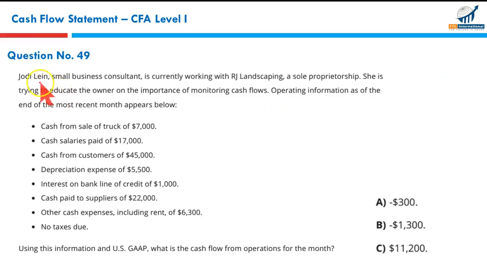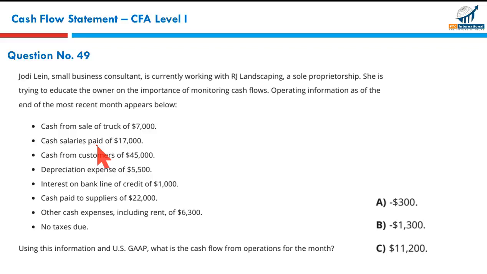Next, Jody Lean, small business consultant, is currently working with RJ Landscaping, a sole proprietorship. She is trying to educate the owner on the importance of monitoring cash flows. Operating information as of the end of the most recent month appears below. All the information given. What do we need? Using this information and the US GAAP, what is the cash flow from operations for the month? All right. Now, it means we have to use the direct method.